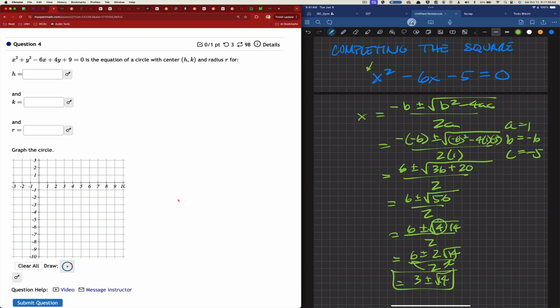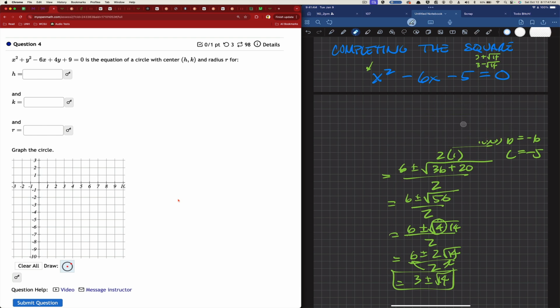I'm going to write it up top and then erase it. So I get 3 plus square root 14, and I get 3 minus square root 14. Okay? All right, I'm going to erase all this stuff, and I'm going to solve the same thing using the process called completing the square.